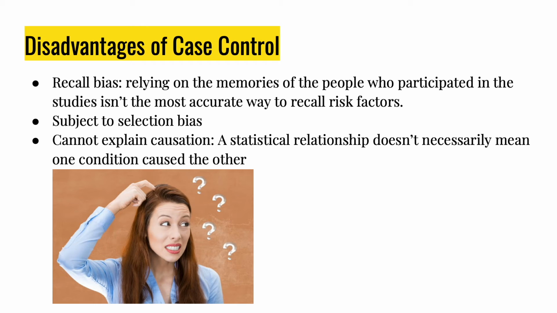Second, they're subject to selection bias. You cannot randomize your sample size because you know which people have the disease or do not have the disease. You also cannot explain causation. A statistical relationship does not necessarily mean one condition caused the other. Causation does not necessarily equal correlation.